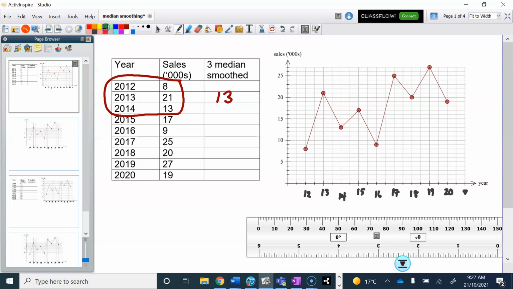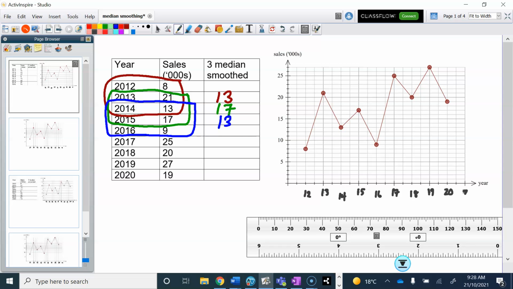Okay, the next 3 pieces of data, so the next 3 years are 2013, 14, 15. The middle year is 2014, and I need to find the median sales figure. In order from smallest to largest, 13, 17, 21. So the middle piece of data for those 3 sales figures is 17. The next 3 years, 14, 15, 16. The middle year is 15, and the middle piece of data, 9, 13, 17. So 13 is our middle piece of data.